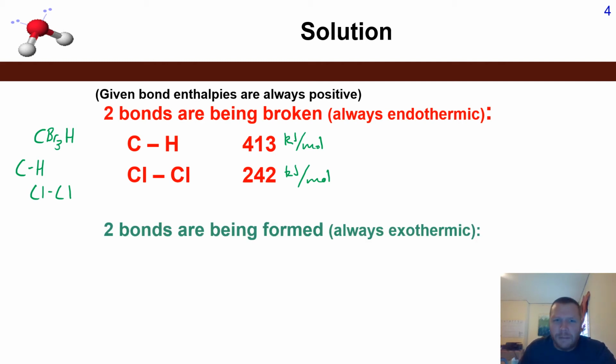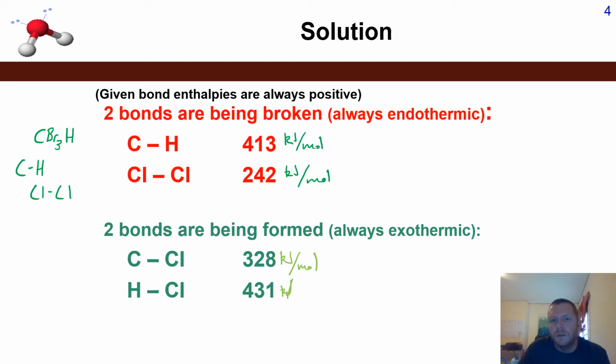Now, at the same time, we are going to be making some bonds. So we have 2 bonds that are being formed. If we're breaking a CH bond and a Cl-Cl bond, we are going to make a CCl bond and an HCl bond. Again, the units for this are kJ per mole.